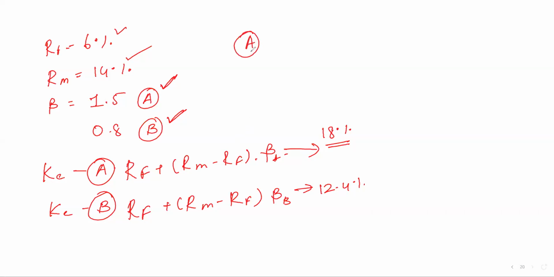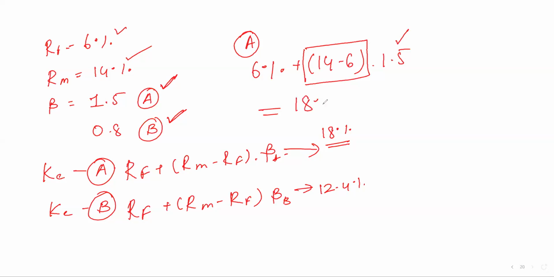This is company A. The formula is RF, that is 6%, plus RM minus RF, 14 minus 6, and beta is 1.5. 14 minus 6 is 8. 8 multiplied by 1.5 gives you 12. 12 plus 6 is 18%. Simple, pretty much simple, using the basic BODMAS rule. Correct. Next.